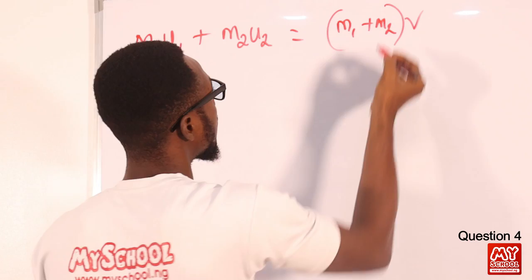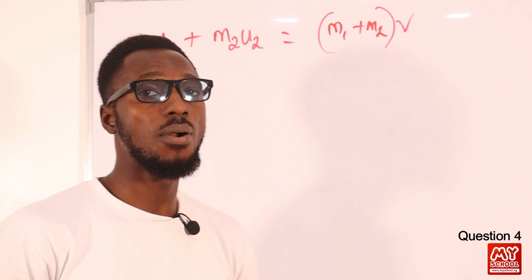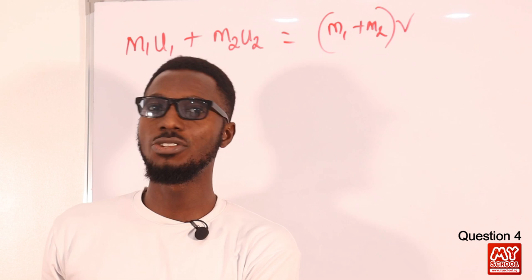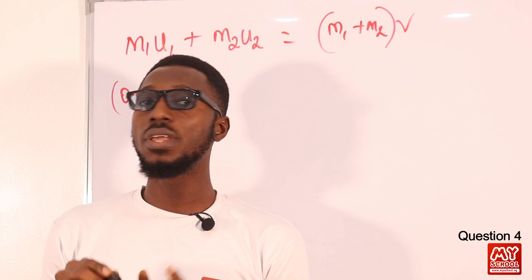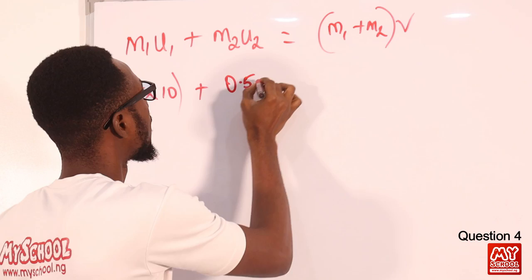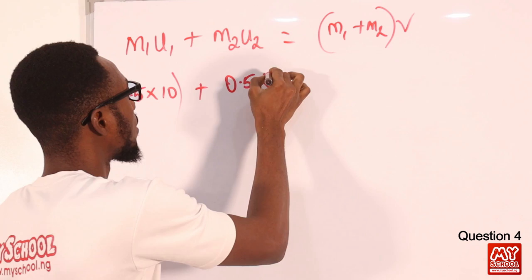The velocity of the first mass and the velocity of the second mass are actually the same. We are told that a ball of mass 0.5 kg, so M1 is 0.5 kg, is moving at 10 meters per second. Then we have another ball of equal mass, so the other ball has a mass of 0.5 kg. We are told it is at rest, that is zero initial velocity.